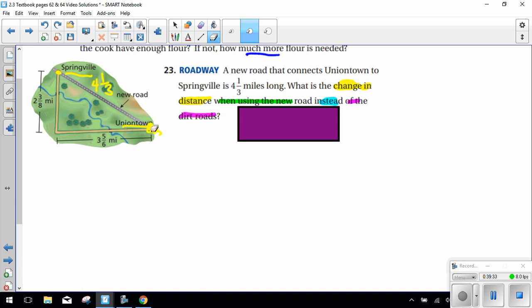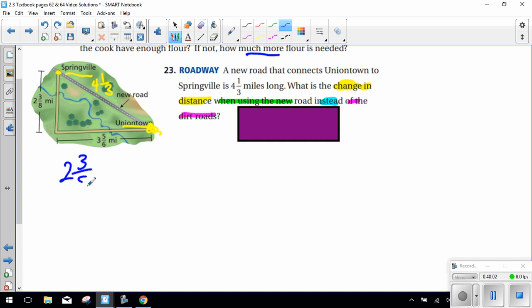So if you needed to go from Uniontown to Springville, you had to walk down 2 3/8 miles and then over 3 5/6 miles. So this was your old route. This road here is your new connection. So we want to know what is the change in the distance. So what we need to do is add these two up first and then subtract it from here, and we can tell how much distance we save.